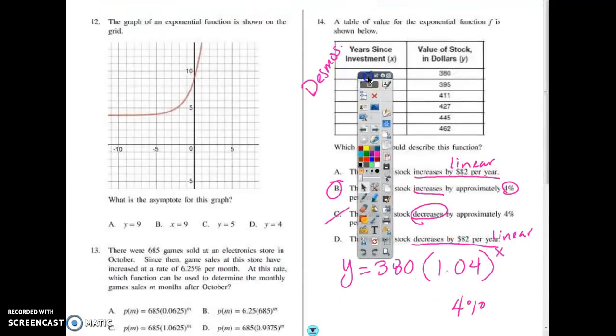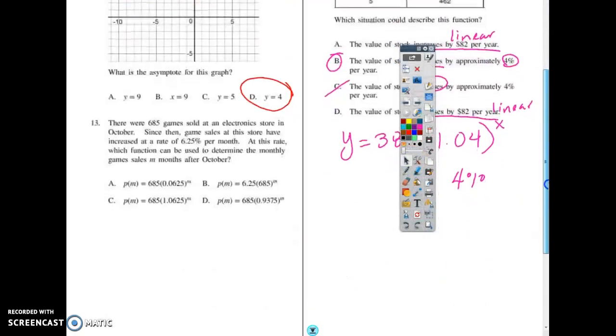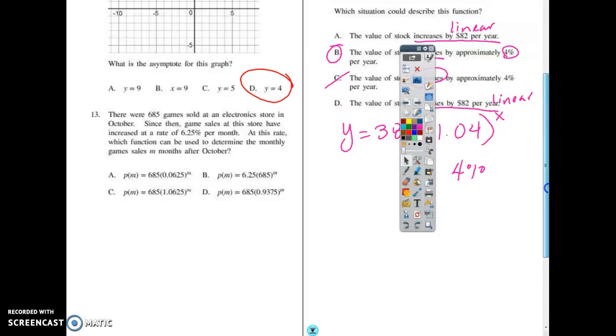Problem 12. Where is the asymptote here? At 4, right? But is it y equals 4 or is it x equals 4? Y equals 4 because it crosses the y. Right here, this is my y. It crosses it at 4. So the answer is y equals 4. Asymptotes are going to be y equal lines, just so you remember. And is this the last one? Or do we have another one?